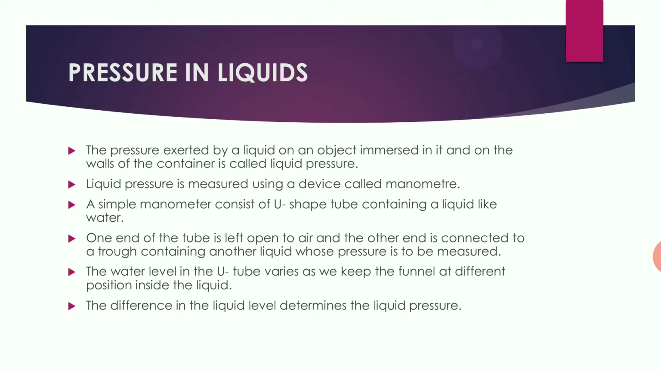One end of the U-tube is kept open and the other end is attached with a rubber tube, and this rubber tube is placed into a tumbler which contains the liquid whose pressure has to be determined. Now, the water level in the U-tube varies as we keep the funnel at different positions. Then the difference in the liquid level gives the liquid pressure.